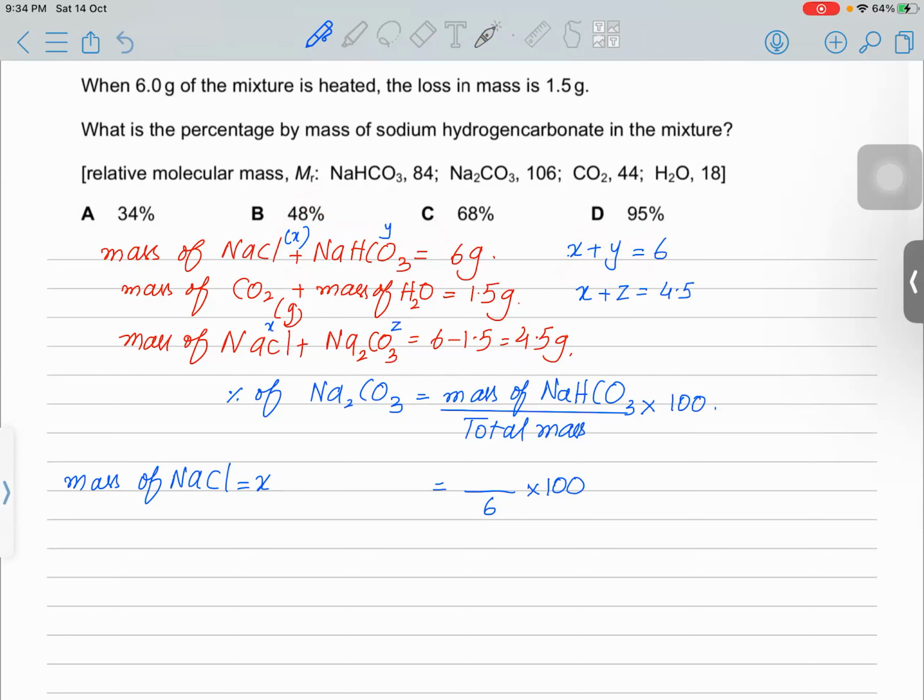Oh, so is it a simultaneous equation? We can use that. Now subtract. X cancels out. So Y minus Z is equal to 1.5 or 2.5? 1.5, sir. So Y minus Z is 1.5.